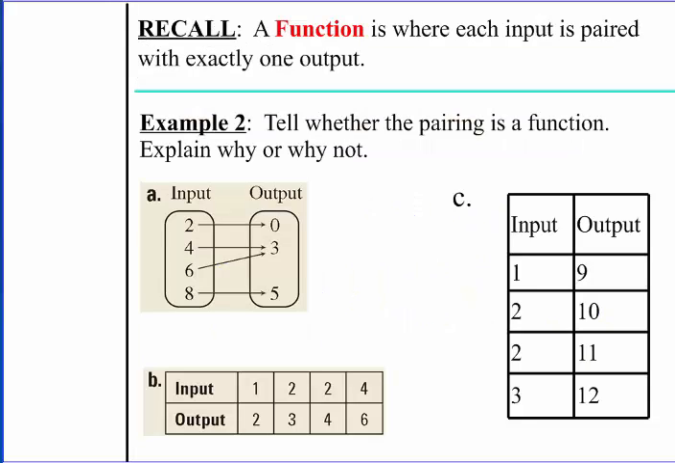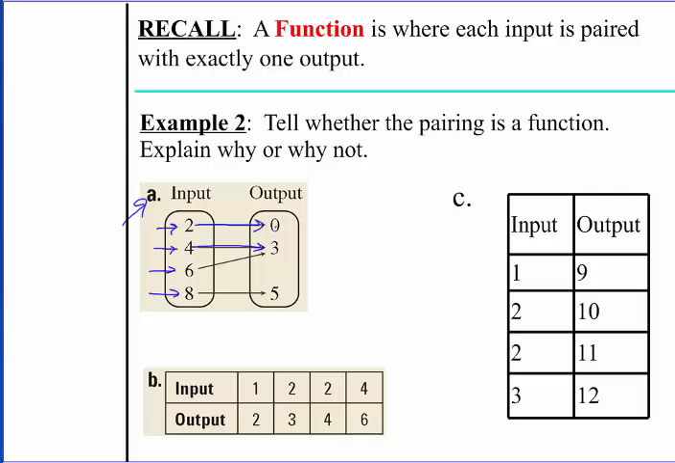Example 2. So up at the top, you don't have to rewrite that. That's just a recall that a function is where each input is paired with exactly one output. So we're going to tell whether each of these pairings is a function, and we'll explain why or why not. So if you look at A, we have each of our x values. Okay, each number is different. The 2 only has one y value associated with it. 0 goes with the 2. 4, the number 4 only has one number associated with it.